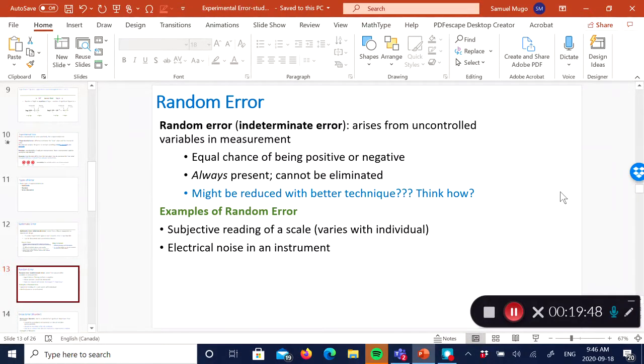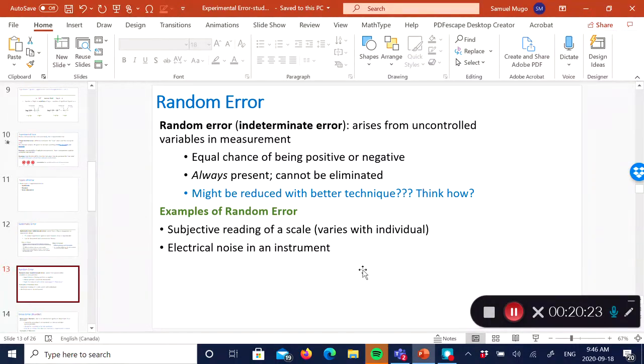Maybe I'd like you guys to start thinking, what are the better techniques you can use to try and minimize these random errors that are always present in any analytical method. So examples of random errors are electrical noise in an instrument. For example, when you guys were using the analytical balance, sometimes it will keep fluctuating. A big problem, it's always there. It could be minimized, but it cannot be completely eliminated.